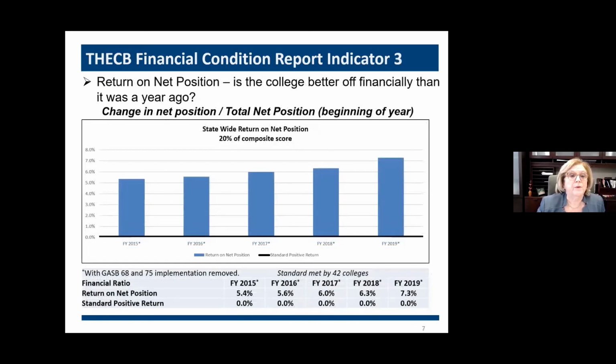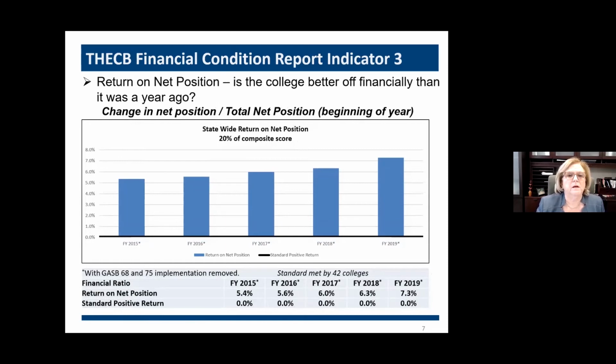Financial indicator number 3 is called return on net position. And it's really trying to answer the question, is the college better off financially now than it was a year ago? So it would be your change in net position divided by your total net position at the beginning of the year. So basically, how much money did you make this year? It seems maybe an odd question because we're really not in the business to make money. However, we do try to not outspend our revenues.